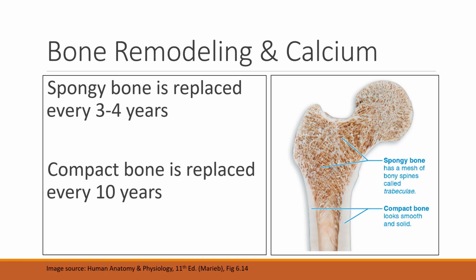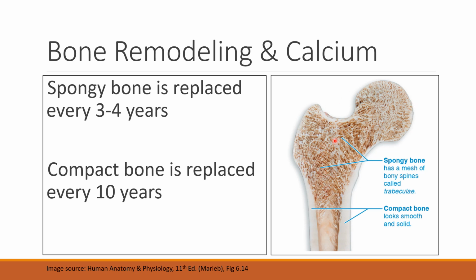For bone remodeling, we have two kinds of things that happen throughout your lifetime. About every 10 years, all of the compact bone in your body is eventually replaced. So the compact bone that you have right now, say in your femur, is not the same bone that was there 10 years ago. It's been completely replaced by new bone. Same thing with the spongy bone, except a little bit quicker.